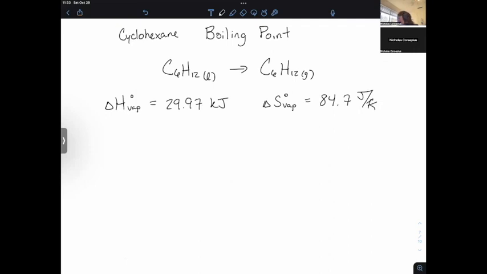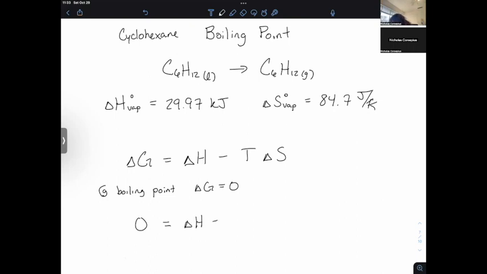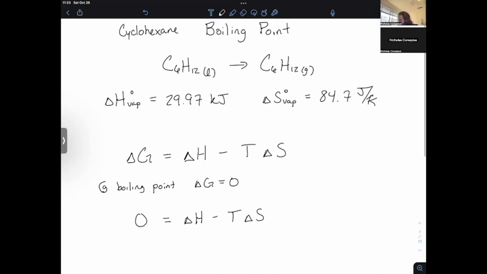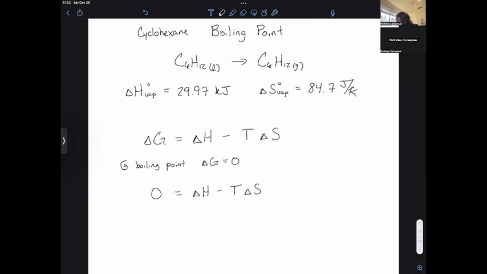for cyclohexane. Okay, and what we're going to do is we're going to take advantage of, we have our equation here, delta G equals delta H minus T delta S. And we know that at the boiling point, delta G equals 0. So now we can plug that into our equation. All right, and now if we rearrange, I'm going to take both sides of my chemical equation and I'm going to add the T delta S. So add T delta S over here, add T delta S over here.